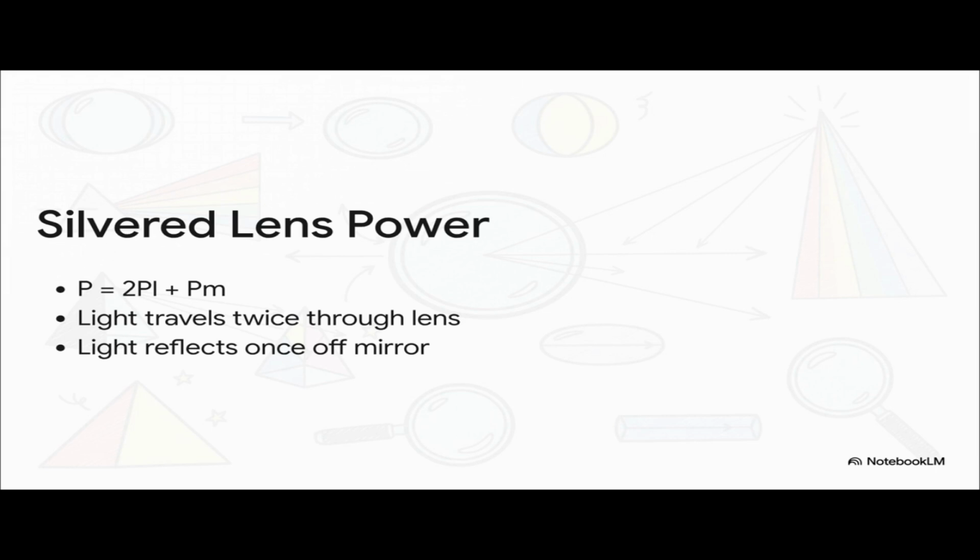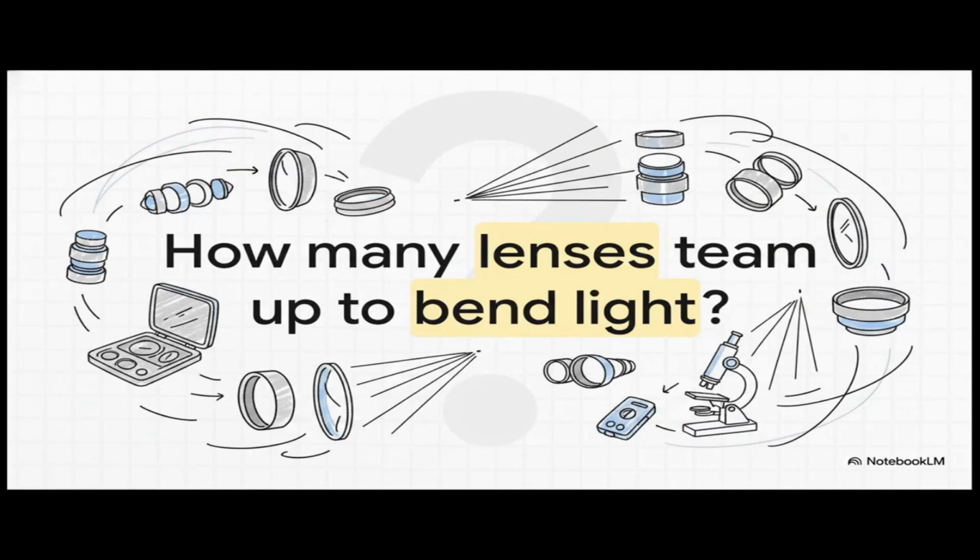How cool is that? So, the complex tech in your pocket, or sitting on a laboratory workbench, isn't magic at all. It's just a clever, mathematically precise combination of basic lateral magnification, power addition, and reflection. By altering radii of curvature, stacking lenses to multiply magnification, or even silvering the glass to double its power, we can totally master the rays of light.